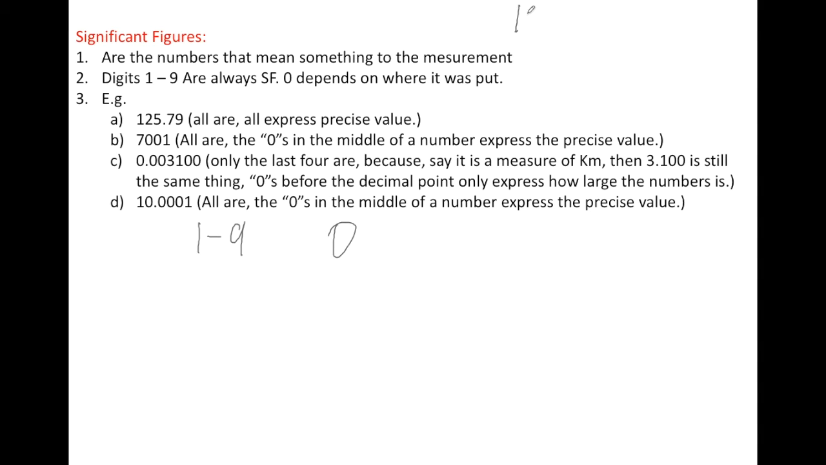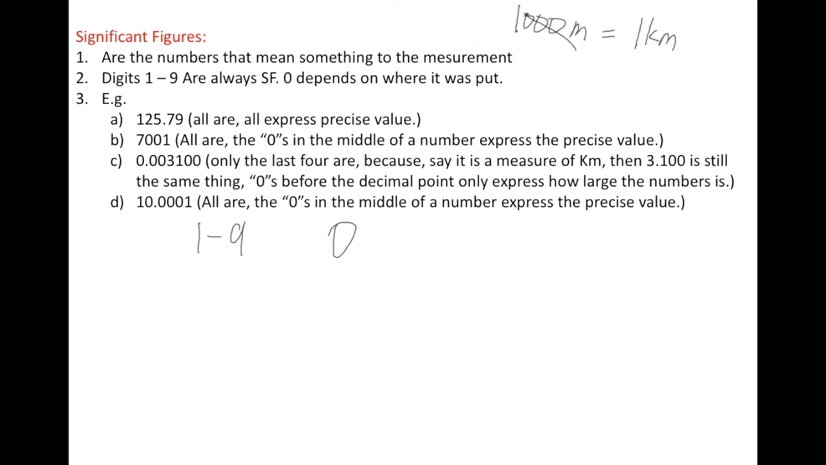If we've got 1,000, there's only one significant figure, which is the 1 here. But what if the measurement is in meters? If you say the whole thing, all 4 digits are significant figures, but what if the measurement is in meters? This is equal to 1 kilometer, is it not? Yeah. So these zeros are just gone, literally.